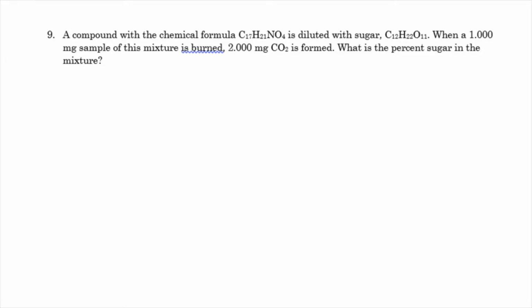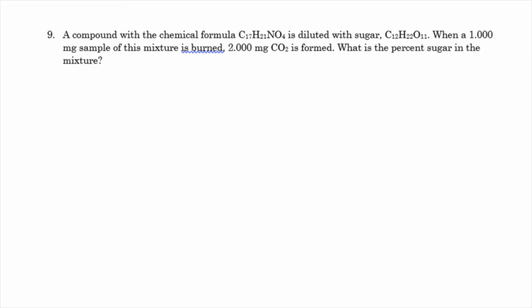Question 9. We have this compound, C17H21NO4, and we mix it with sugar, which has the formula C12H22O11. We take this mixture, we burn it, and we get 2 milligrams of carbon dioxide. And we want to know what the percent sugar is in the mixture. There's not a lot of information there. Ultimately, what we want is the composition of the mixture that we have.